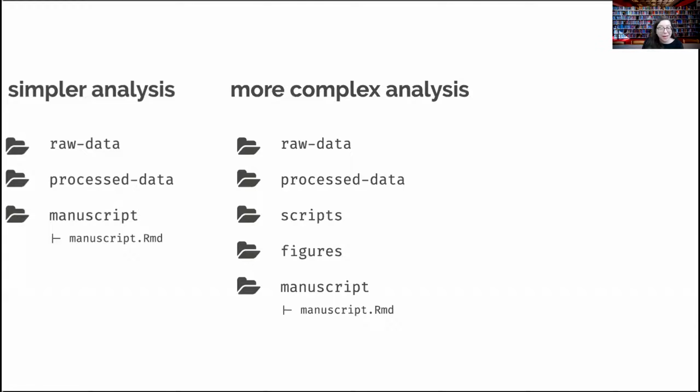A more complex analysis may need a little bit more thought than that. Perhaps you don't want your analysis to be structured in a way where every time you knit your document, you're rerunning your entire code, especially if you work on computationally intensive stuff that may not be very feasible for you. So in addition to your raw and process data and your manuscript folder, you might have other scripts that you run in a particular order, and maybe even a folder for figures that your manuscript source code pulls in.